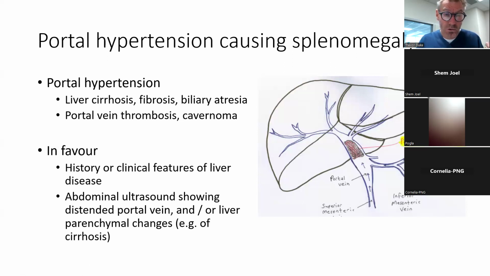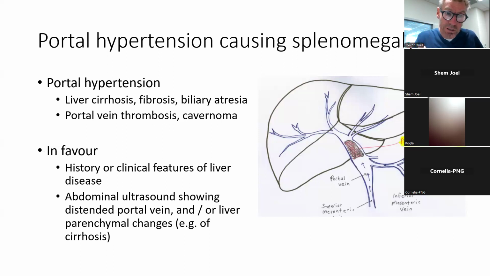So anything that causes disease of the liver, fibrosis, or portal vein thrombosis, or a cavernoma, which is a congenital vascular abnormality of the liver, or liver cirrhosis, that will all lead to portal hypertension. Most children who have portal hypertension will have a history or the clinical features of liver disease. That will be in favour of it. Sometimes children have an isolated portal vein thrombosis, and that's much rarer than chronic liver disease, chronic liver cirrhosis causing portal hypertension, but sometimes it'll occur.